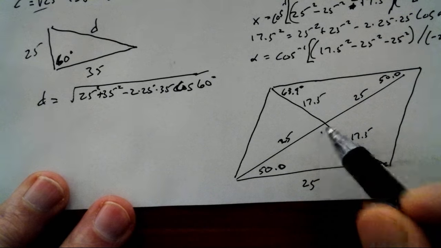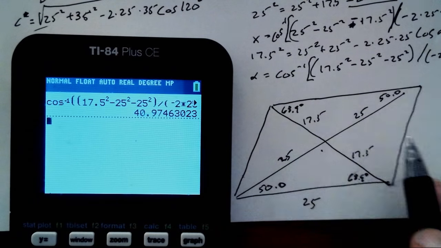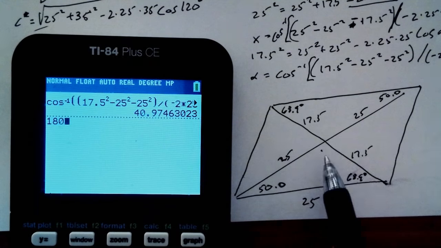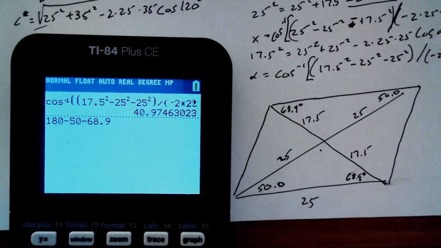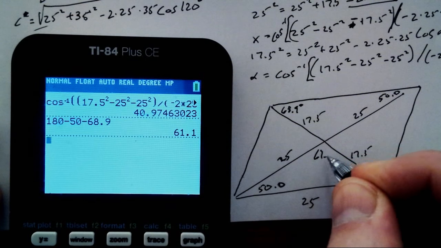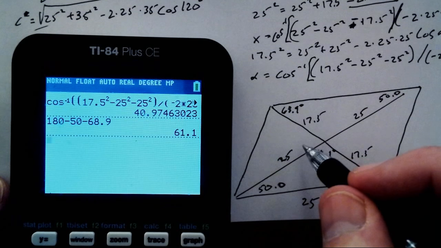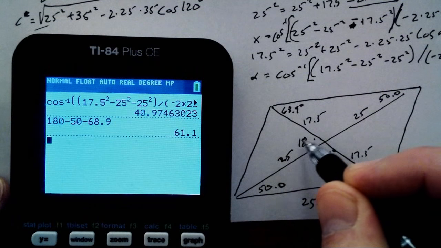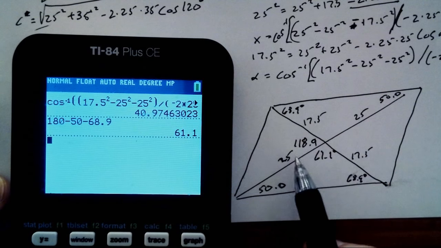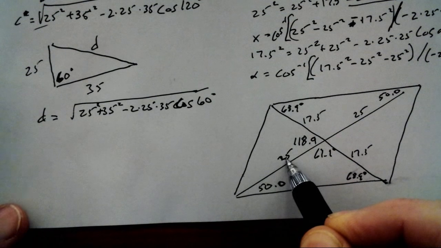Well, let's see. I've got this angle. 180, I'm just filling in things as I can. 180, I'm going for this one. Minus 50 minus 68.9. That angle 61.1 degrees. Let's see, that makes this angle 118.9 degrees. And what do I know in this triangle?